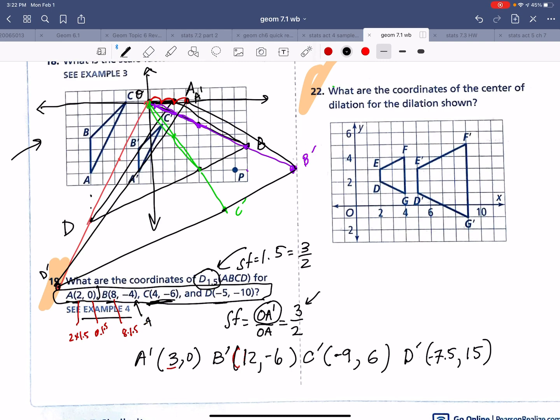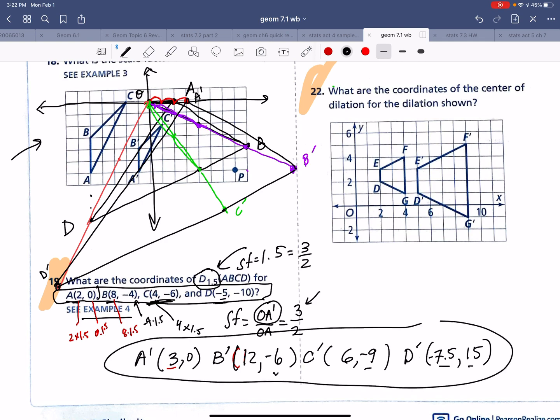Negative 4 times 1.5 is negative 6. Yep. Oh, so I flipped these. Maybe you noticed that. So this should be 6, negative 9, because 4 times 1.5 and negative 6 times 1.5. And it looks like I did that one right. Okay. So I could have done this. This is interesting, guys. I could have maybe done this without graphing at all. I just needed to multiply every coordinate by 1.5. Interesting. Okay.